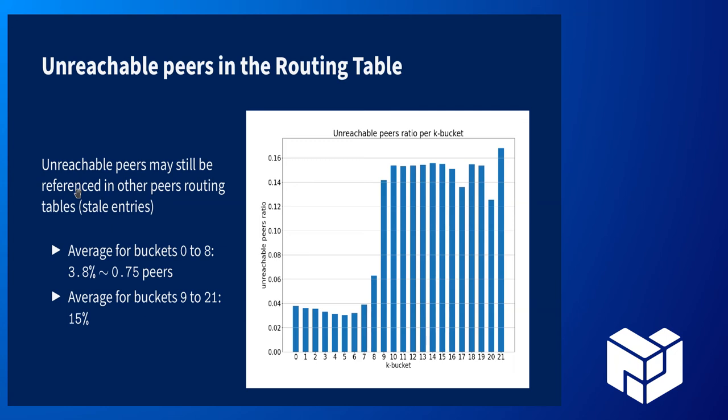So for bucket 0 to 8, the rate is quite low. The buckets 0 to 8 are the buckets that are full, that contain 20 peers almost all of the time. And so the rate is very low. On average, out of the 20 peers that are in the bucket, 0.75 are unreachable. So that's very good given the high churn rate that we observe in IPFS. And for bucket 9 to 21, we observe a higher rate, but it's still very acceptable. I think we obtain different results for the low ID bucket and the higher ID bucket because the replacement method is implemented differently in Go.